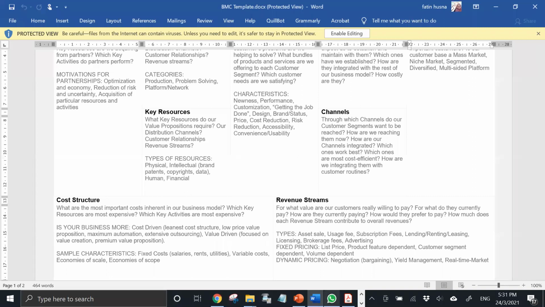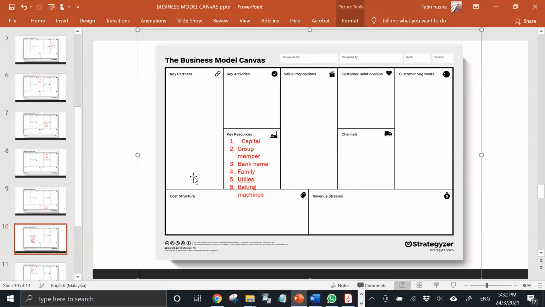Okay, physical, intellectual. Any question with regards to key resources? This one okay.